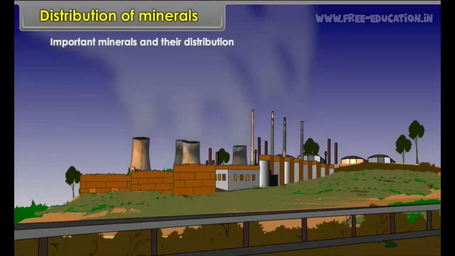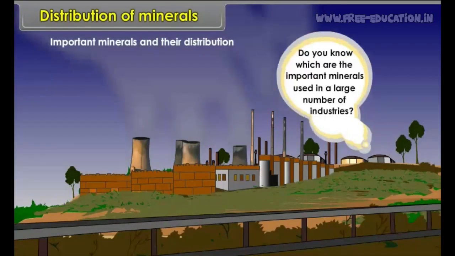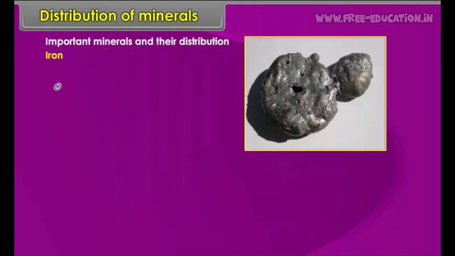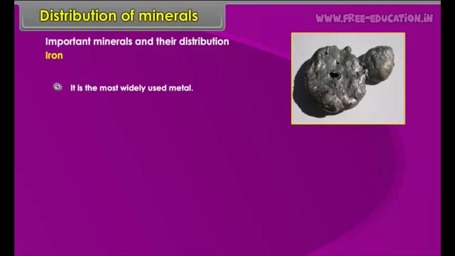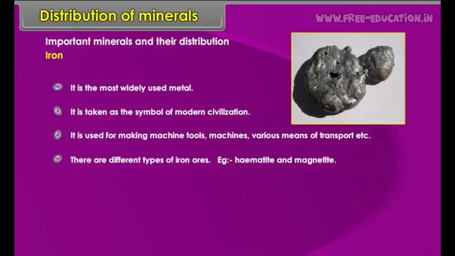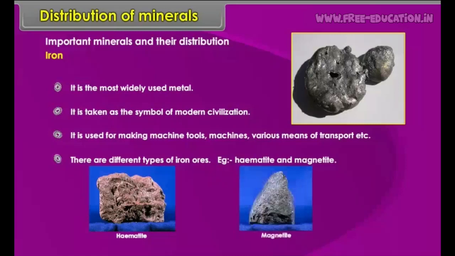Important minerals and their distribution. Do you know which are the important minerals used in a large number of industries? Iron ore, copper, and bauxite are used in a large number of industries. Iron. It is the most widely used metal. It is taken as the symbol of modern civilization. It is used for making machine tools, machines, various means of transport, etc. There are different types of iron ores. Example: hematite and magnetite.